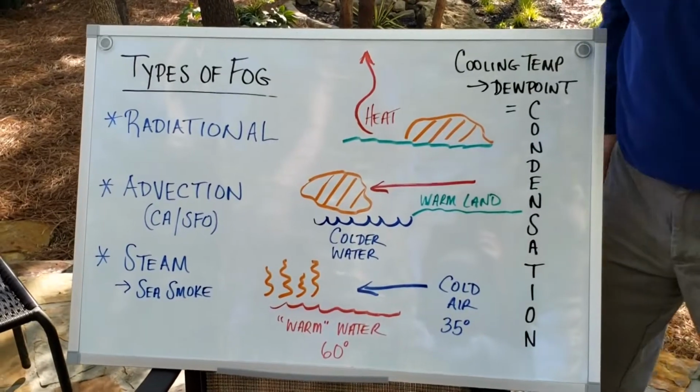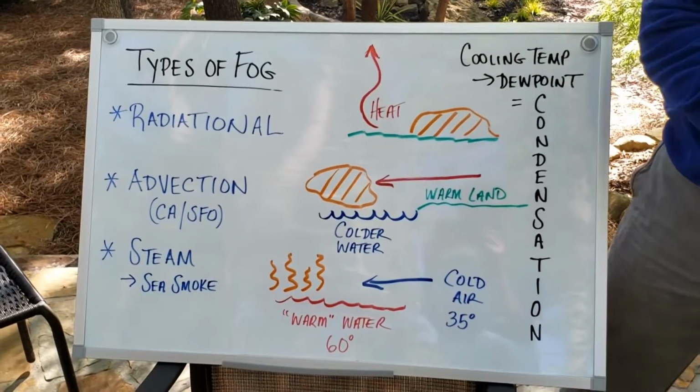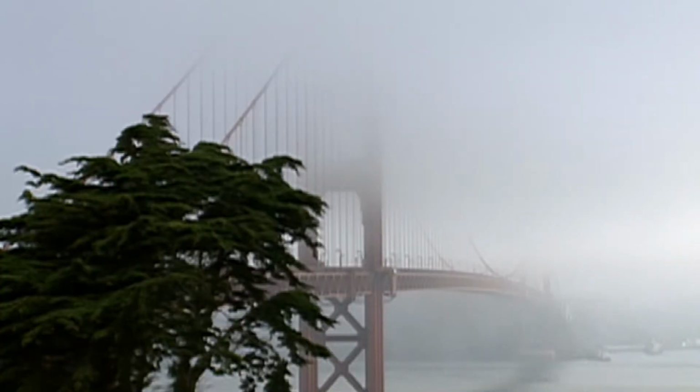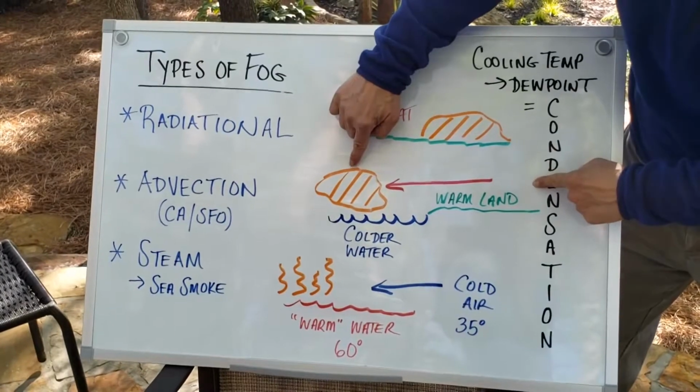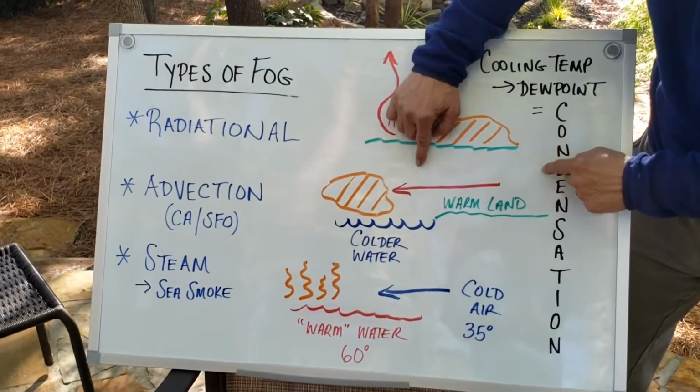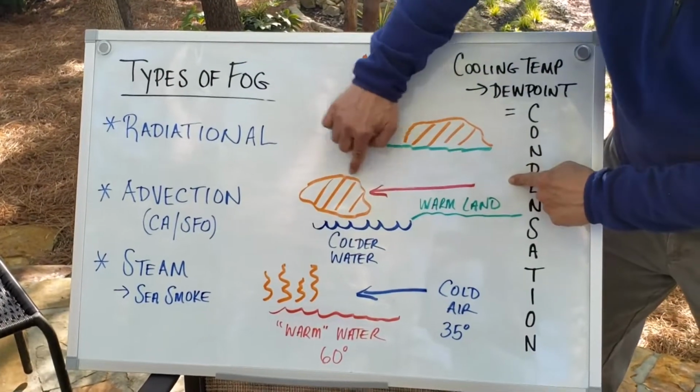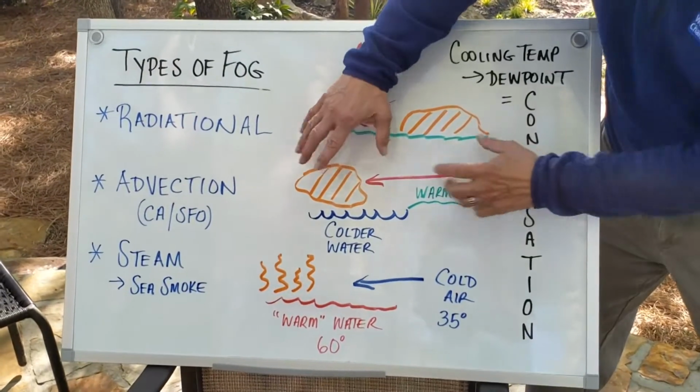How about advection fog? This is what we see on the West Coast, especially in California. You see that blowing in under and over the Golden Gate Bridge. Warm land, relatively warm and moist air, blows out from the east to the west during the summer months over the colder Pacific water coming down from Alaska, and you get the fog.